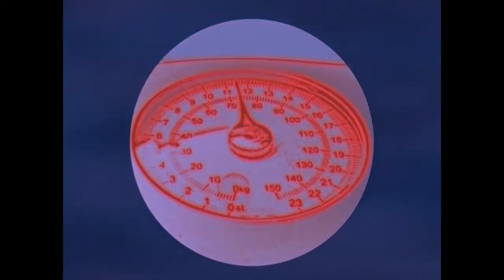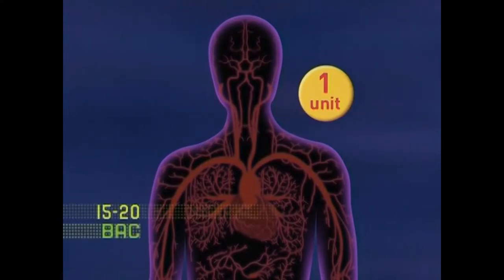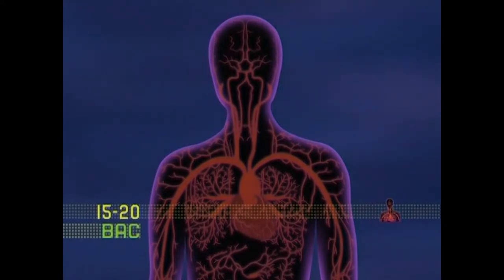There isn't a simple relationship between units of alcohol drunk and blood alcohol concentration. It depends on how much is drunk, how fast it is drunk, whether it is after a recent meal, your body weight, and your metabolic weight. A rough guide is that one unit will give a BAC of 15 to 20. That's in milligrams of alcohol in 100 milliliters of blood.